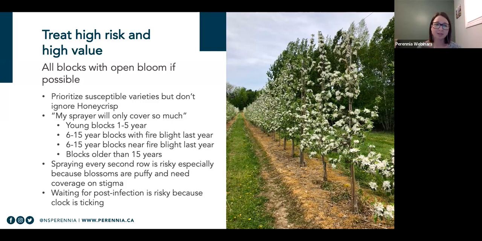I do want to also say spraying every second row is also risky because you're trying to get that antibiotic onto the stigma and the flowers are really puffy. So you want to make sure that you're getting good coverage on every single row. And waiting for post-infection is also risky because you've only got up to 20 to 24 hours before that bacterial growth becomes explosive within the tree system. So when you're using the streptomycin to chase after it, you've got a very limited amount of time.